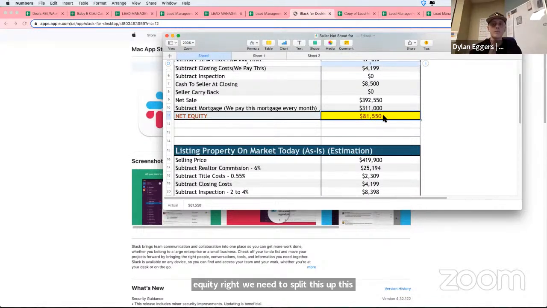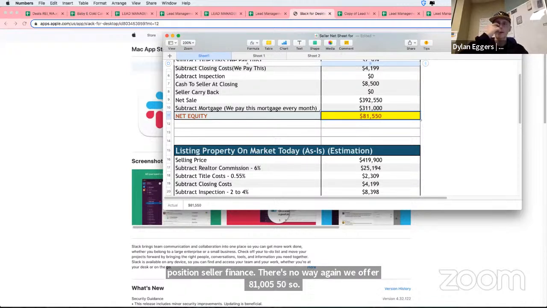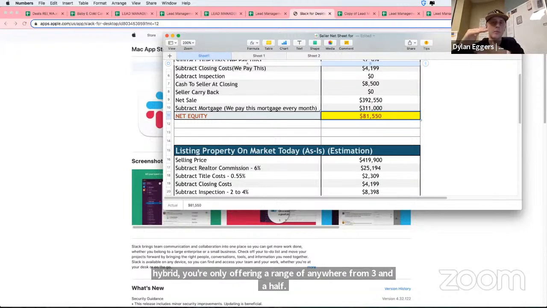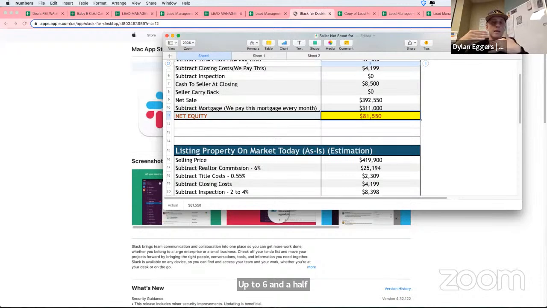This is going to be a hybrid where we offer a down payment, take over the loan subject to, and there's also a second position seller finance. There's no way, again, we offer 81,550. So what I need you guys to write down is, if this is a hybrid, you're only offering a range of anywhere from 3.5% up to 6.5% as a down payment. So that's the range for me, at least.